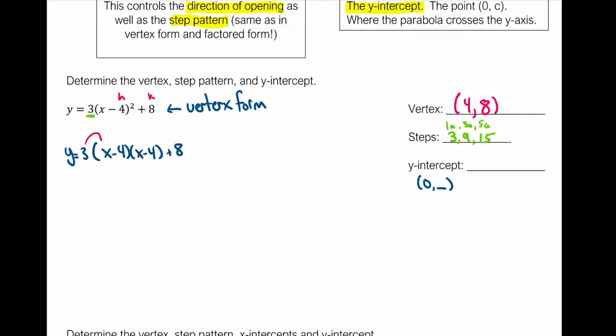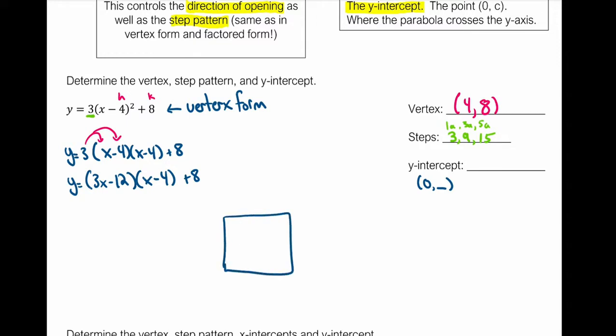We want to multiply the 3 through first. So we get y equals 3x minus 12 times x minus 4 plus 8. Now we have to expand our binomials using FOIL or the box method, whichever you prefer. I'll do this one as a box method. So if I draw my box out, I have my two brackets: 3x minus 12, and x minus 4.